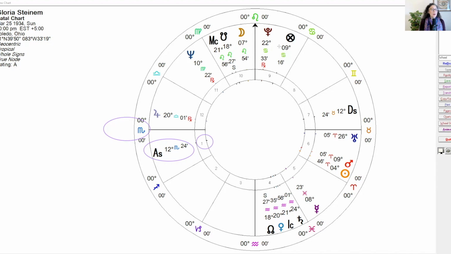So if we were going to talk about the ruler of money for Gloria, we would talk about the ruling planet of the second house in this chart. And this is how astrology becomes really personal, because we all have a second house, but there are 12 different ways we can approach the topics of the second house depending on the sign on the cusp. So for Gloria, we've got a Jupiter ruled second house. So Jupiter is the planet of money, cash flow, and income for her.